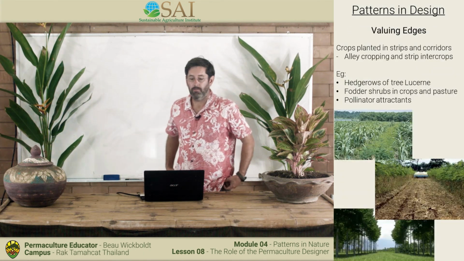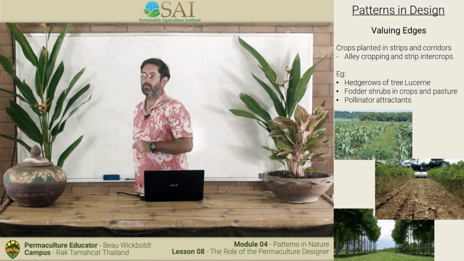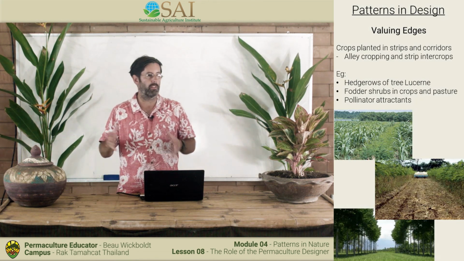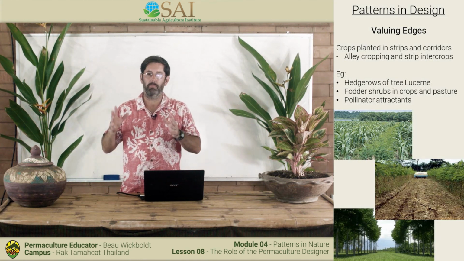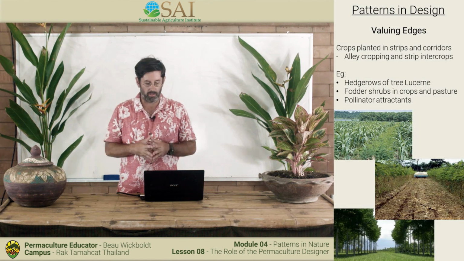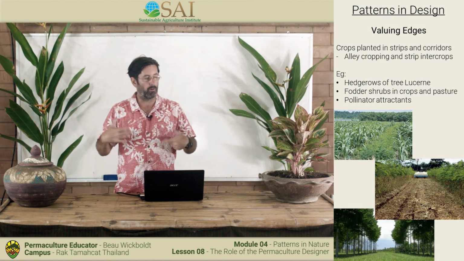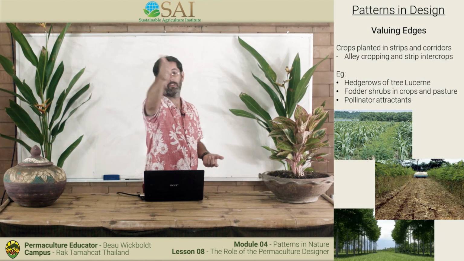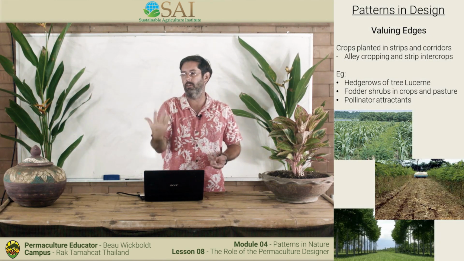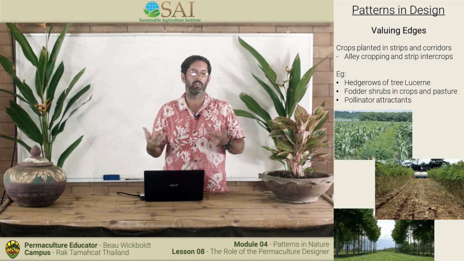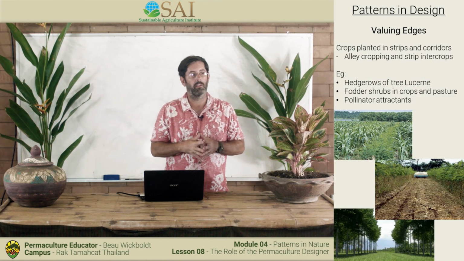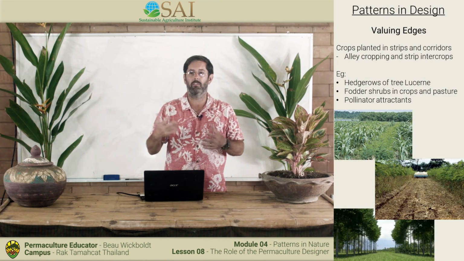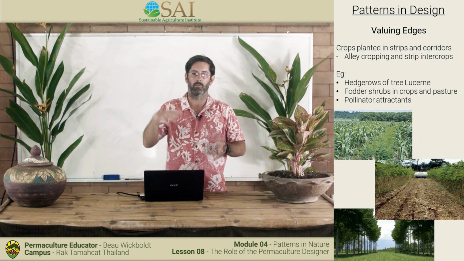So valuing edge, crops planted in strips and corridors, which is known as alley cropping or strip intercropping. Hedgerows of Leucaena. So if I put a tree, which is a forage crop for herbivores, fodder shrubs and crops and pastures, or pollinator attractors, all of these. As I described here, the bungalow area, being a socialized area, but wanting to get more than that one function. So I want to have shade to make it a cooler area in our, say, hot season. But I also want those trees to have a function so I can use them as pollination. So I'm going to get those multiple benefits.